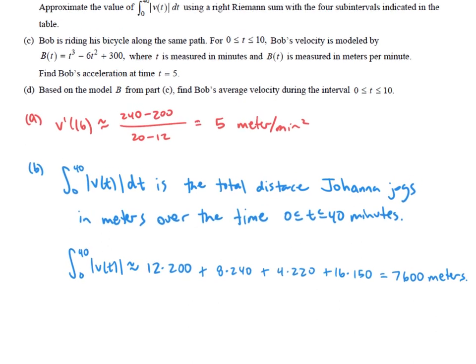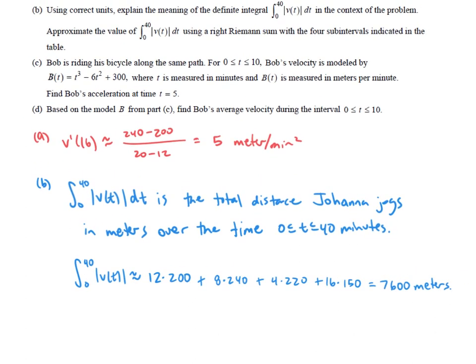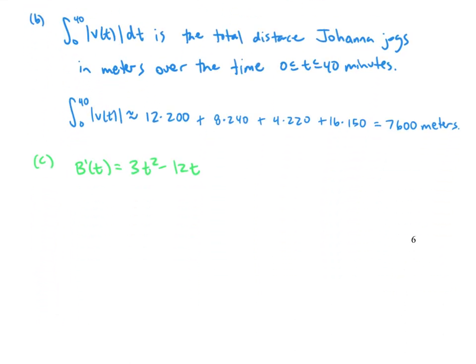Part C says that Bob is riding his bicycle along the same path from 0 to 10. The velocity is modeled by b of t. Find Bob's acceleration at time 5. So we're asked to find the derivative of b, which is just the power rule. So we have 3t squared minus 12t. And we're going to calculate this derivative at 5. And if we just simply substitute this in, we have 75 minus 60, so we get 15. That's going to be meters per minute squared. And that's it for C.